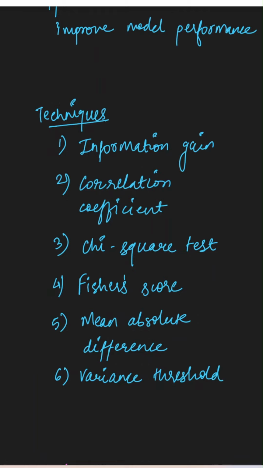Techniques that come under filter methods are information gain, correlation coefficient, chi-square test, Fisher's score, mean absolute difference, and variance threshold. I hope you understood what feature selection is and the filter methods.